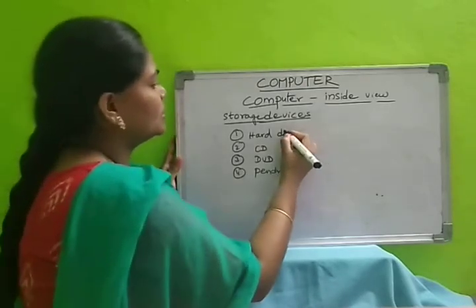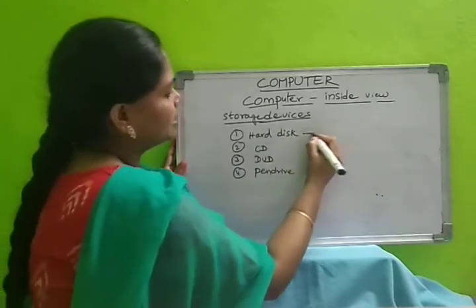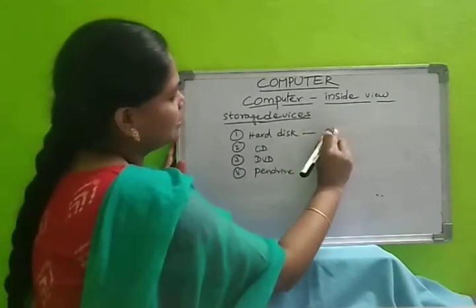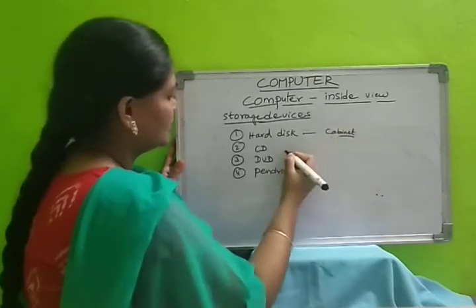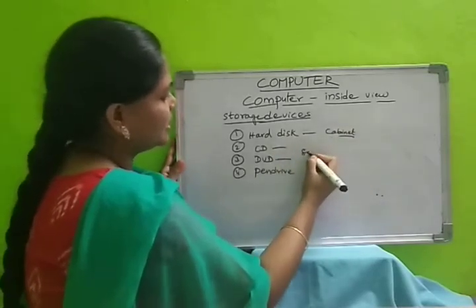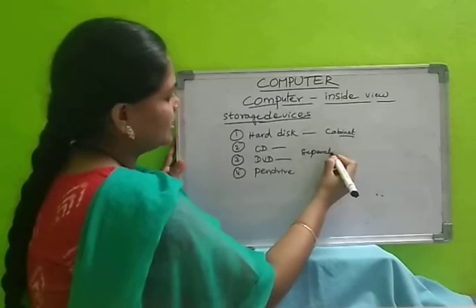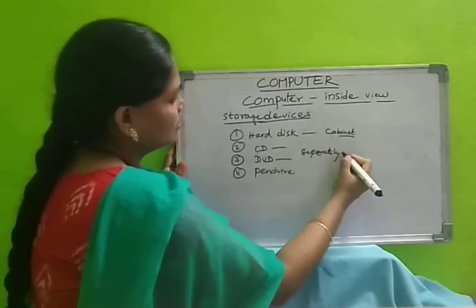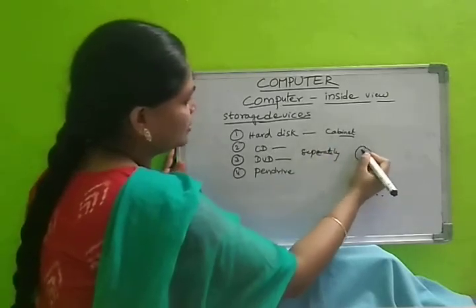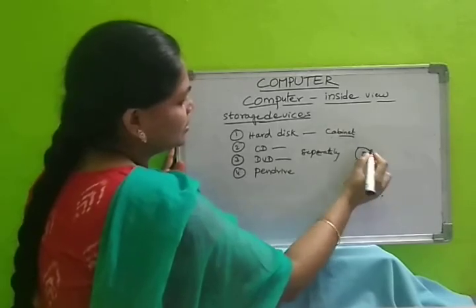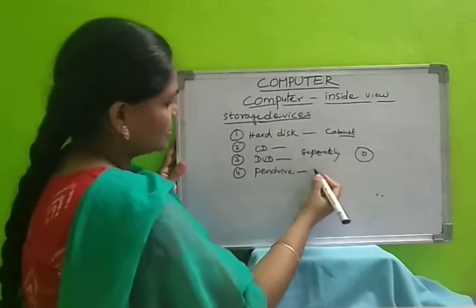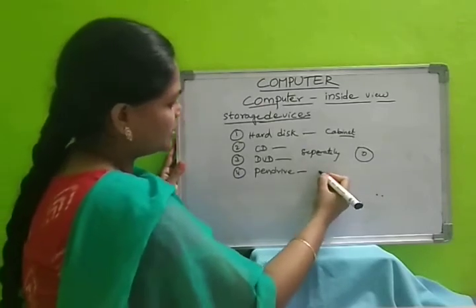So you can store this information in the hard disk. It will be in the cabinet. It is in the cabinet, and it will be connected there. CDs and DVDs you can store separately. So a CD looks like this. You know these CDs and DVDs, no? Next, the pen drive. It is also a permanent storage device.